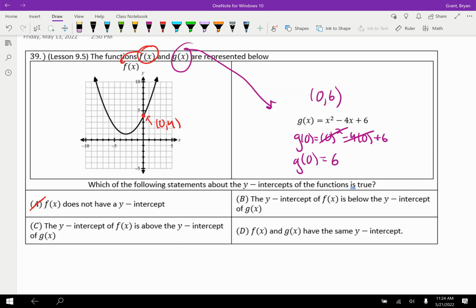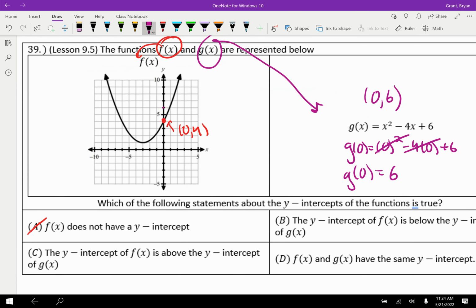B: the y-intercept of f of x is below the y-intercept of g of x. Well, let's put them on the same graph. We have (0, 4), and we know g of x is (0, 6). And they're saying the y-intercept of f of x, this guy, is below the y-intercept of g of x. Yeah, I think that's actually true. Let's check the other two, though, just to make sure we didn't make a mistake.